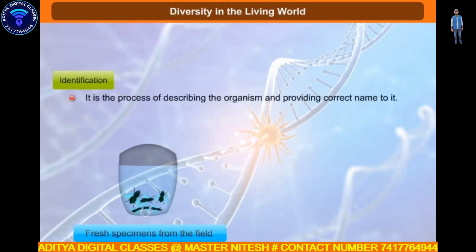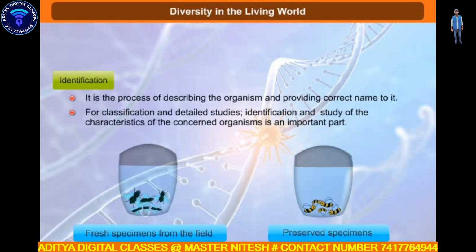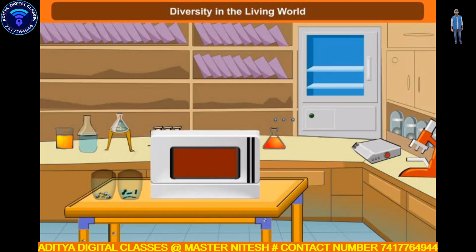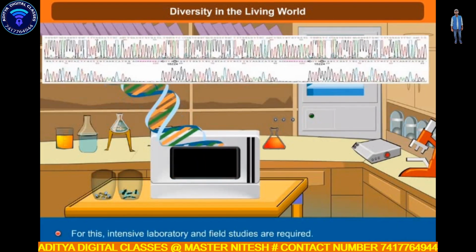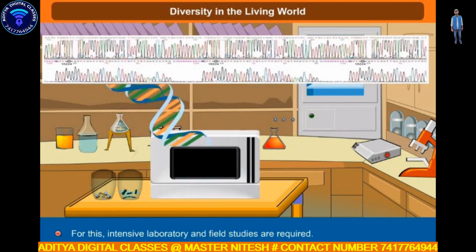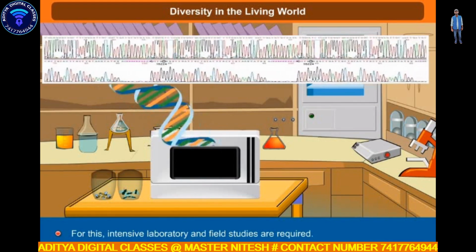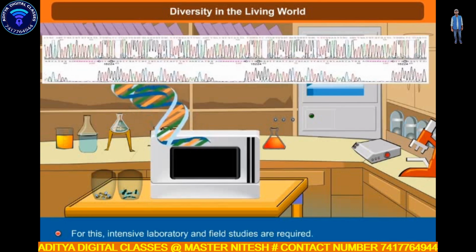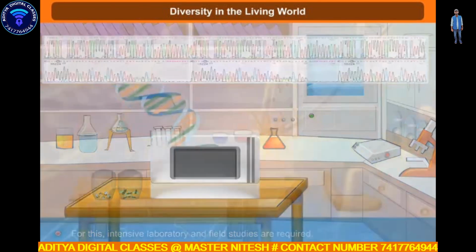Identification. It is the process of describing the organism and providing the correct name to it. For classification and detailed studies, identification and study of the characteristics of the concerned organisms is an important part. For this, intensive laboratory and field studies are required. Taxonomical aids also help in the process of identification.